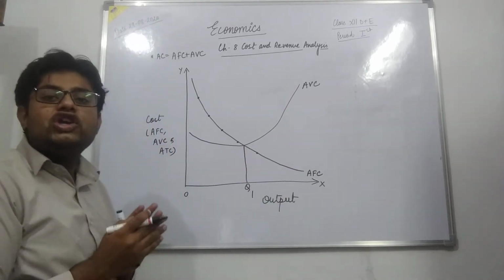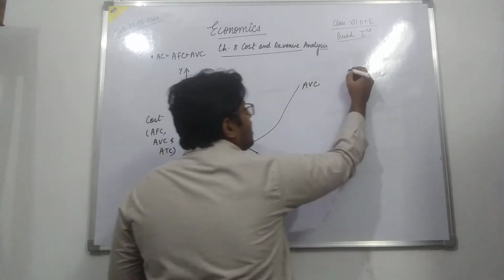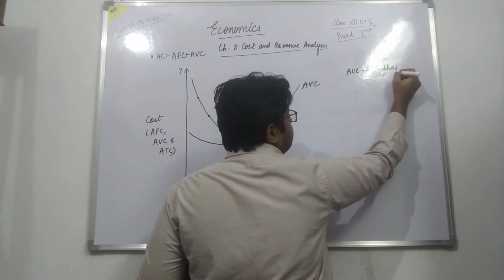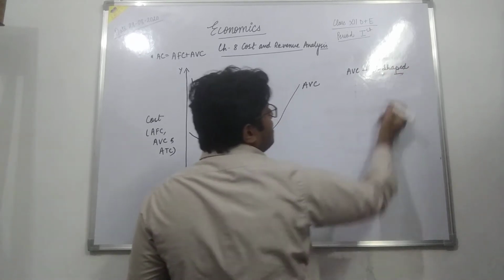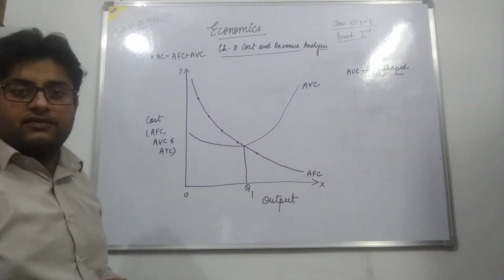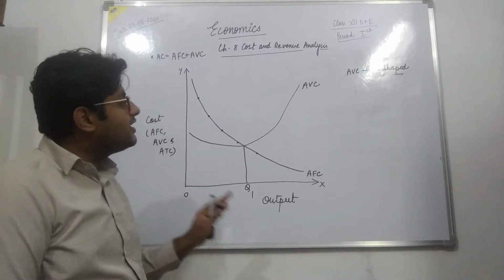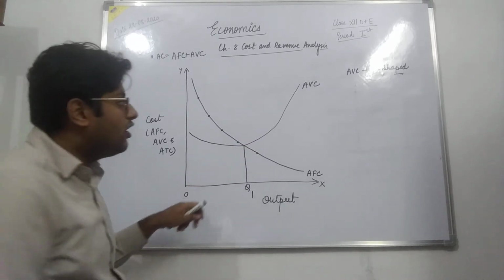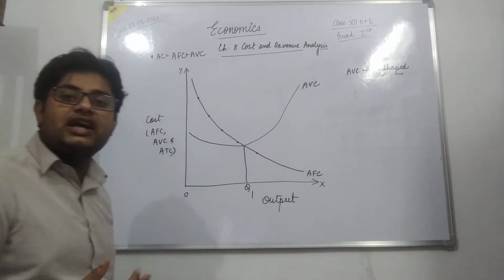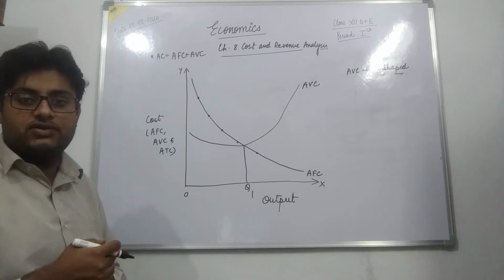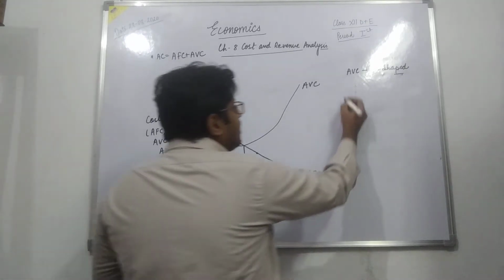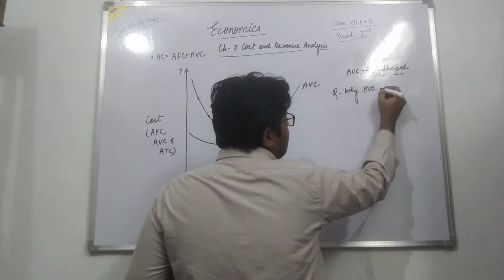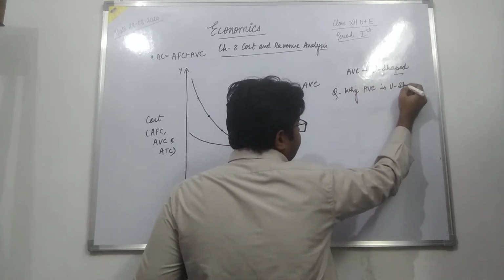That means it is U-shaped. Your AVC curve is a U-shaped curve. Okay. There is also a reason behind the shape of the AVC curve, that why the AVC curve is U-shaped or dish-shaped. This is the question that is mostly asked: why is AVC U-shaped?